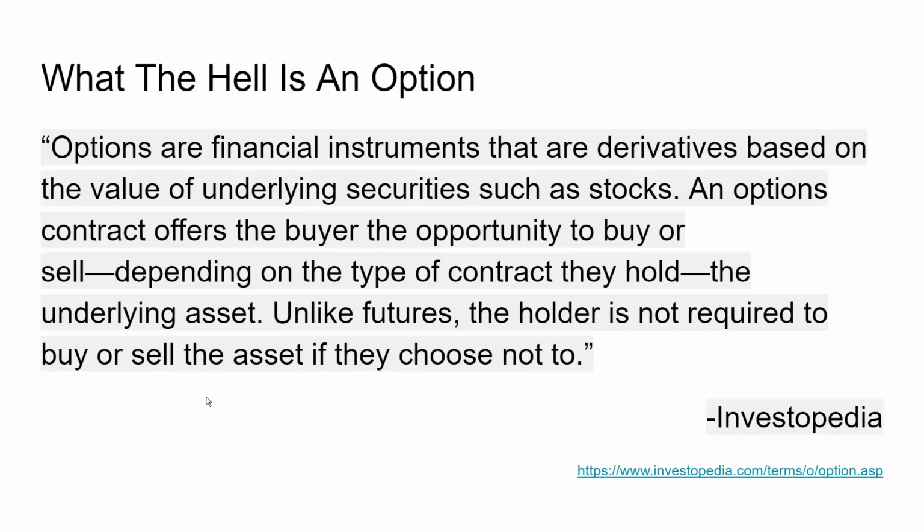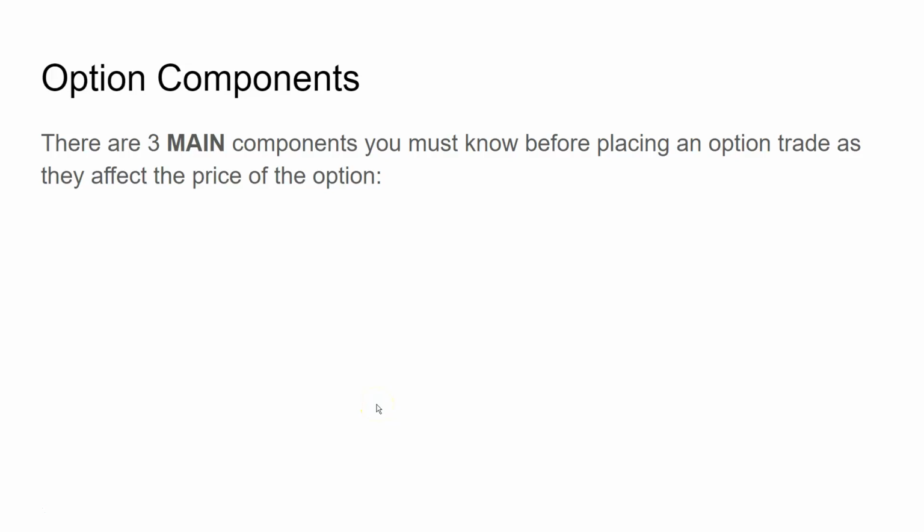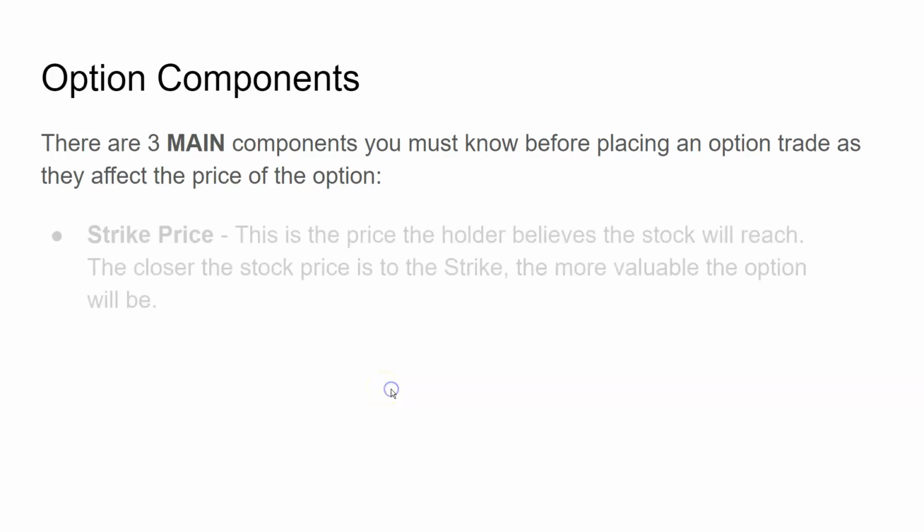So anything that I have a question on that is stock related, I look up on Investopedia. And we will go a little bit more into why you don't have to buy and sell this in a bit. So what are the main components of an option? Well, there are three main components that you must know before you even place a trade, as they really do affect the price of the option.